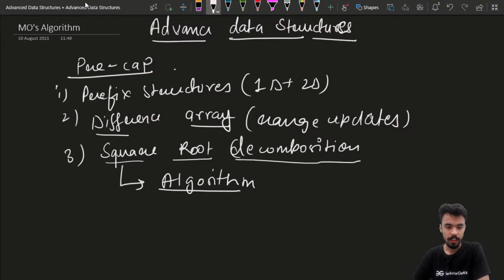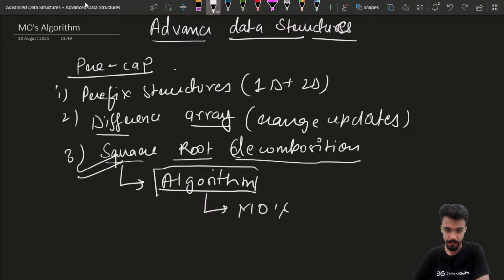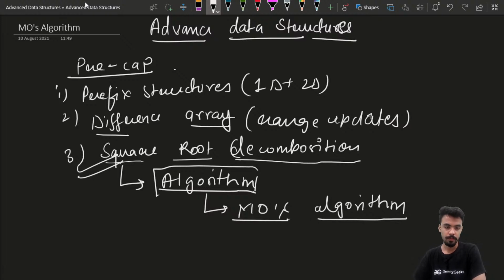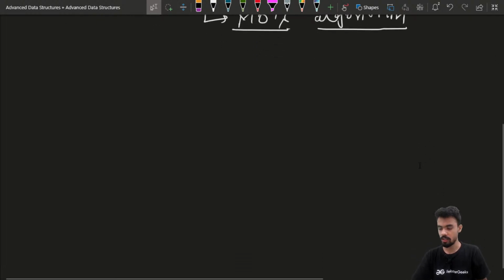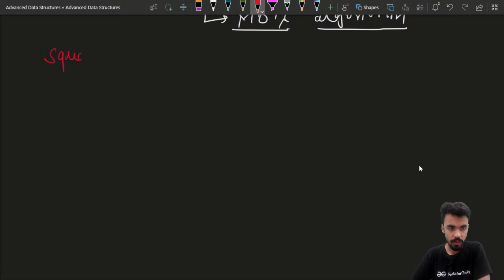Okay, so now we are going to talk about an algorithm that is based on the idea of the square root decomposition. So that algorithm is Mo's algorithm. Our topic today is Mo's algorithm. Before starting with Mo's algorithm, first we have to have a complete idea of the square root decomposition. So let me take a recap of the square root decomposition.